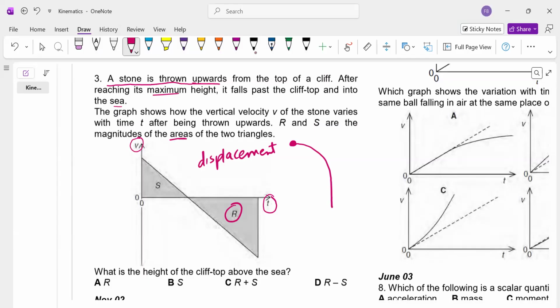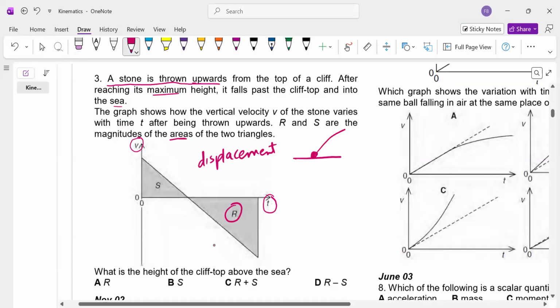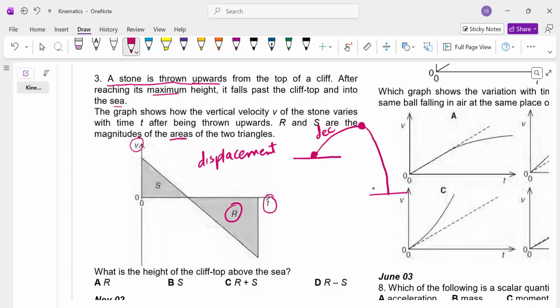Because it is decelerating first initially, and then when it will come back, let me draw this. Maybe this is the height on which this was present. Now you have thrown it from some height. In this, it is moving against the gravity, so at this point it is decelerating. That's why R is your first upward displacement. Then it will start coming back towards the earth. Now it will start to accelerate. So S will be the second displacement.